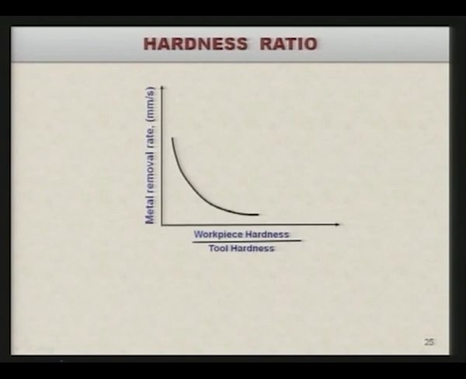Hardness ratio, the ratio of the workpiece hardness and the tool hardness, also plays an important role, as we already know that as the hardness of the workpiece increases, the material removal rate is going to go down. So, you can see here, as the ratio of workpiece hardness and tool hardness is increasing, the metal removal rate in terms of millimeter per second is decreasing, and it becomes more or less asymptotic beyond a certain value. But if the hardness of the workpiece is very high, then the metal removal rate may decrease substantially, tending towards 0.